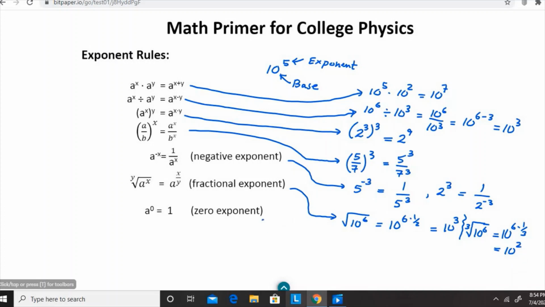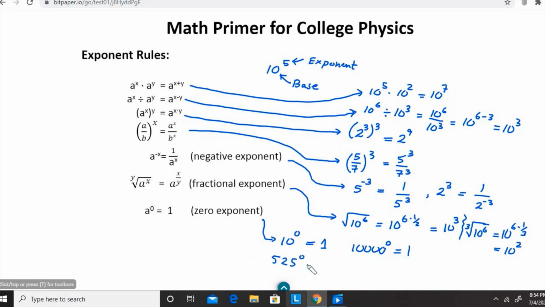And the final rule, it's a very simple one. Irrespective of the base, you can have any number for the base, but if the exponent is 0, that's equal to 1. Okay, so it could be like 10,000, but still it's raised to the power 0. The exponent is 0, so then the answer is unity. It's just 1.